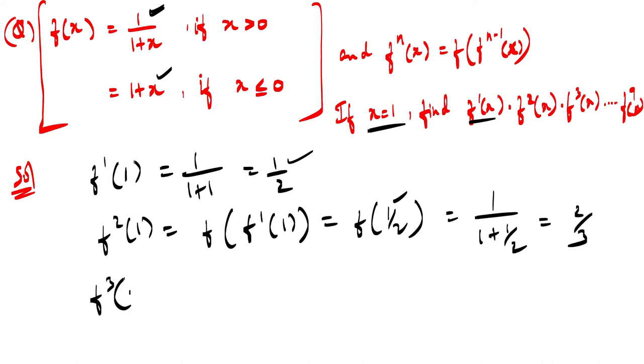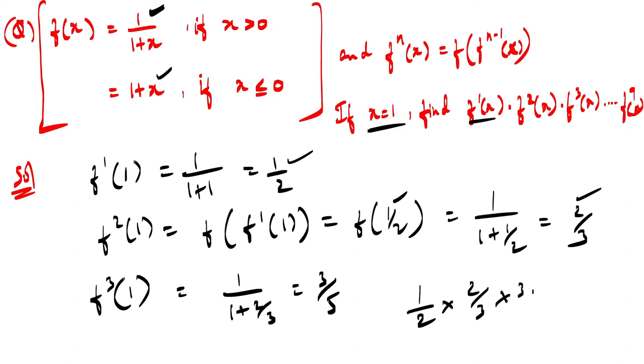The same way we calculate the value of f3 of 1. So just substitute 2 by 3 here. 1 by 1 plus 2 by 3, this is equal to 3 by 5. So no need to calculate for each and every value if we get any pattern, right? So did you observe any pattern? The f1 of 1 is 1 by 2, the next is 2 by 3, and the next is 3 by 5, right? So have you observed any pattern?